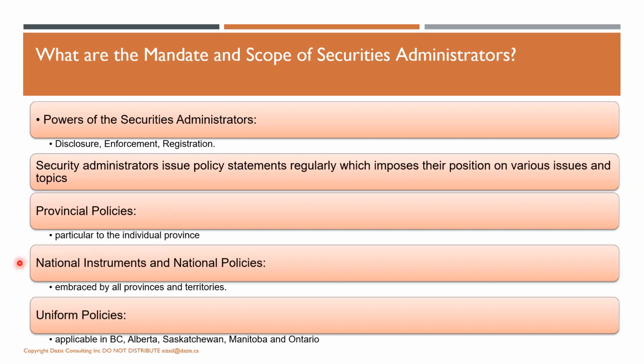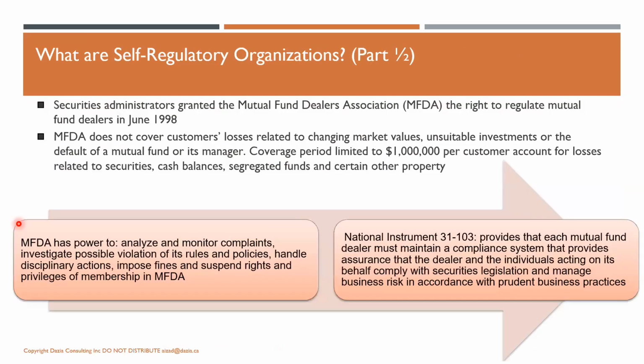The national instruments and national policies apply to all of Canada. There are some rules which are followed all over Canada. Those are the national policies or national instruments. And then there are uniform policies. These are only in BC, Alberta, Saskatchewan, Manitoba, and Ontario. Only these provinces have what are called uniform policies. Okay, so those are the three things you need to keep in mind.